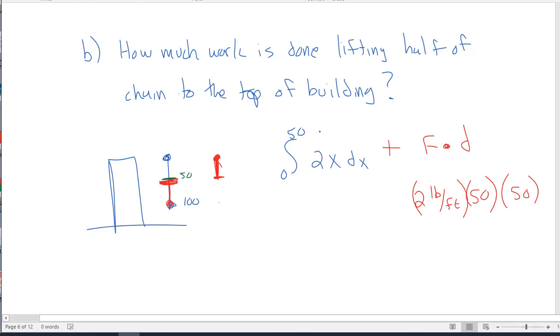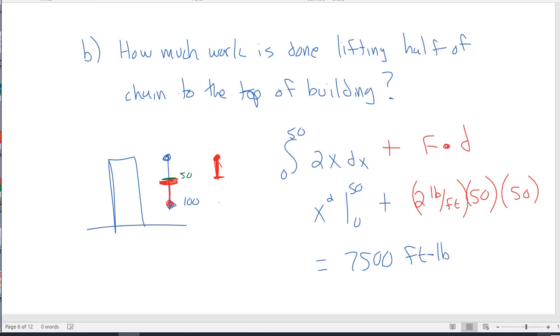So then I'm going to evaluate this integral telling me the weight of moving the first 50 feet. So again, this is going to be x squared, and we're going to go from 0 to 50, and then we're going to add this as the work of moving the bottom half of the chain. All right, I'm going to take out a calculator and crunch all of this out. I'm getting 7,500 foot-pounds of work necessary to move half of the chain up to the building.